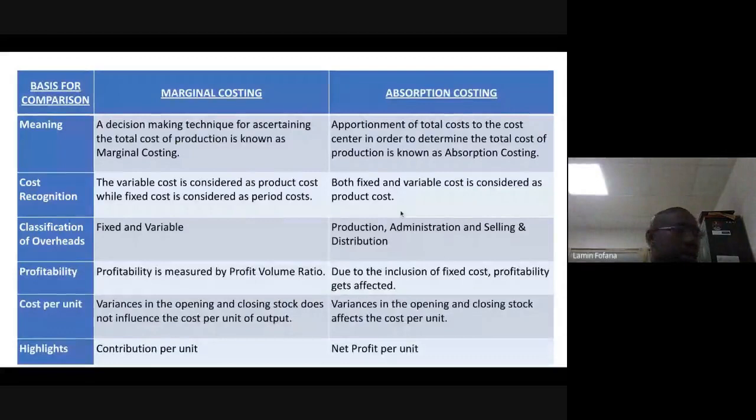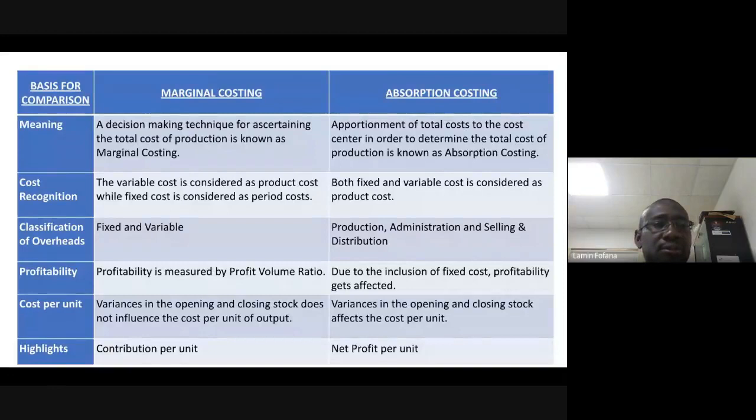So let's look at the difference between the two in terms of their meaning. Marginal costing is a decision-making technique for ascertaining the total cost of production. It's marginal cost. And absorption costing is apportionment of total cost to the cost center in order to determine the total cost for production. Cost recognition: in marginal costing, how do we recognize cost? The variable cost is considered as product cost, whereas the fixed cost is considered as periodic cost. We've seen this. In absorption costing it is the opposite. Both the fixed and the variable are considered product cost.